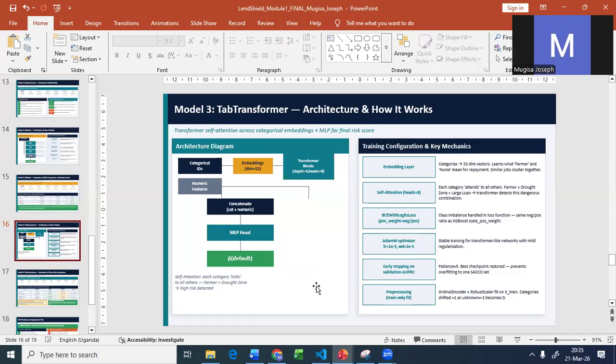What does TabTransformer do? Say job nurse and maybe job teacher. They may be related to one particular hidden trait, which is like income stability, maybe even region, something like that. They are just related according to a given trait. Now, these other models fail to identify that. TabTransformer does that. How does it do it?